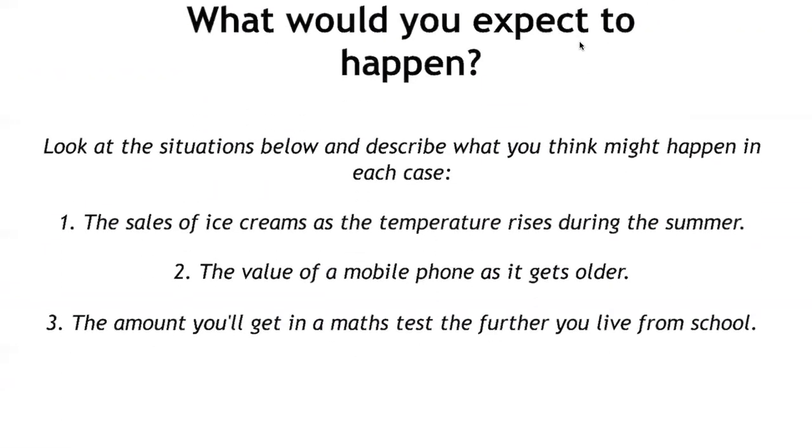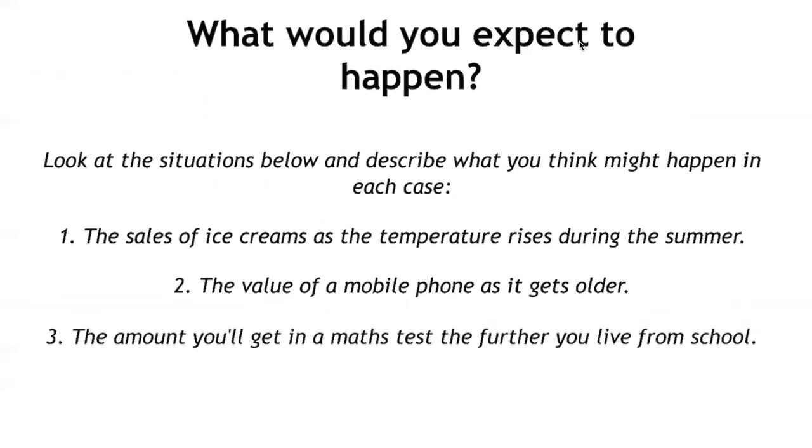So to start with, I just want you to have a think. You don't have to pause the video, you don't have to write anything down, but there are 3 scenarios here, and what I want you to do is think about what would happen in each, and in your mind be thinking about what the scatter graph would look like. So first one, the sales of ice creams as the temperature rises during the summer. So that's how many ice creams will be sold as the temperature goes up.